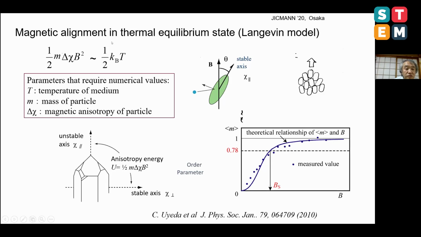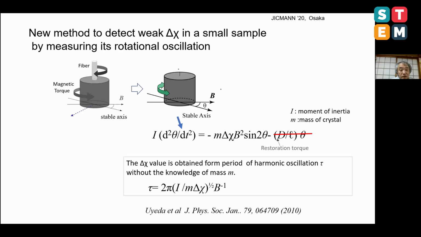the Brownian motion energy. So the magnetic field required to cause alignment is determined by three parameters: temperature of the system medium, mass of the particle, and the delta chi value. So the delta chi value is very important in designing a process to produce a functional material. So we want to measure the delta chi value of diamagnetic materials, but actually it is basically very small.